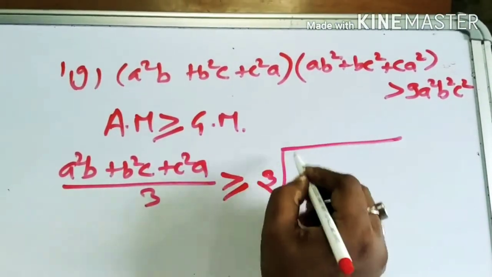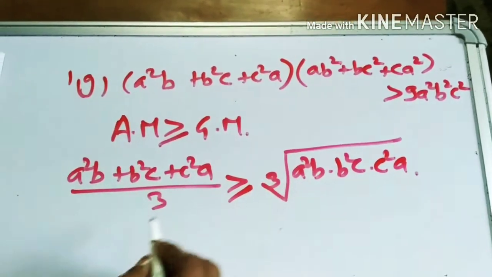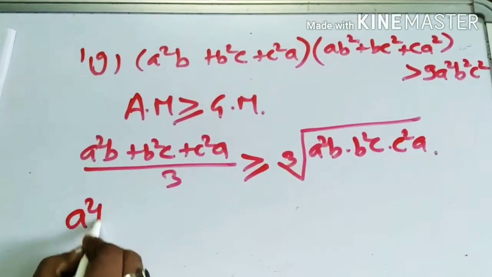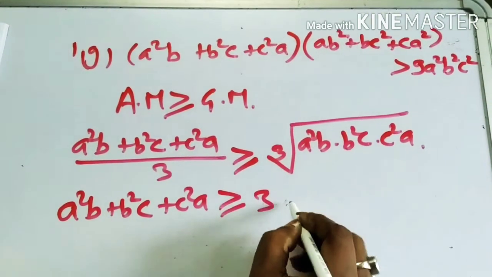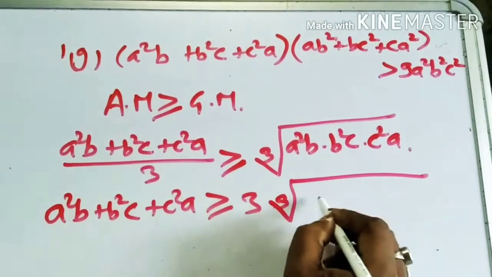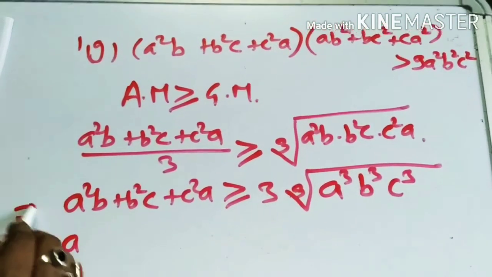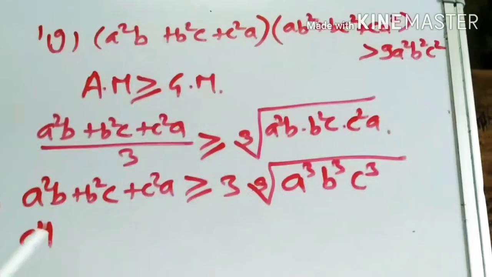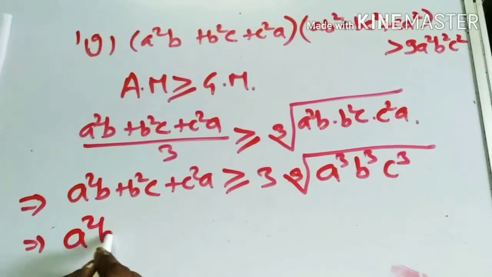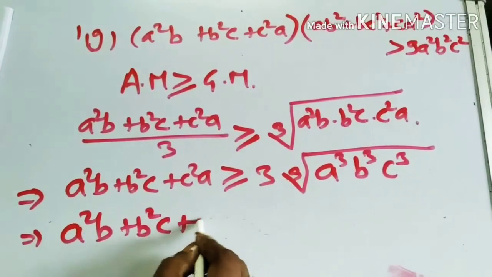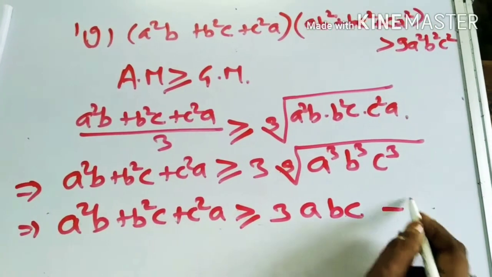So (a²b + b²c + c²a)/3 is greater than or equal to the cube root of a²b into b²c into c²a. So a²b + b²c + c²a ≥ 3 times the cube root of a³b³c³. So a²b + b²c + c²a ≥ 3abc. This is equation 1.